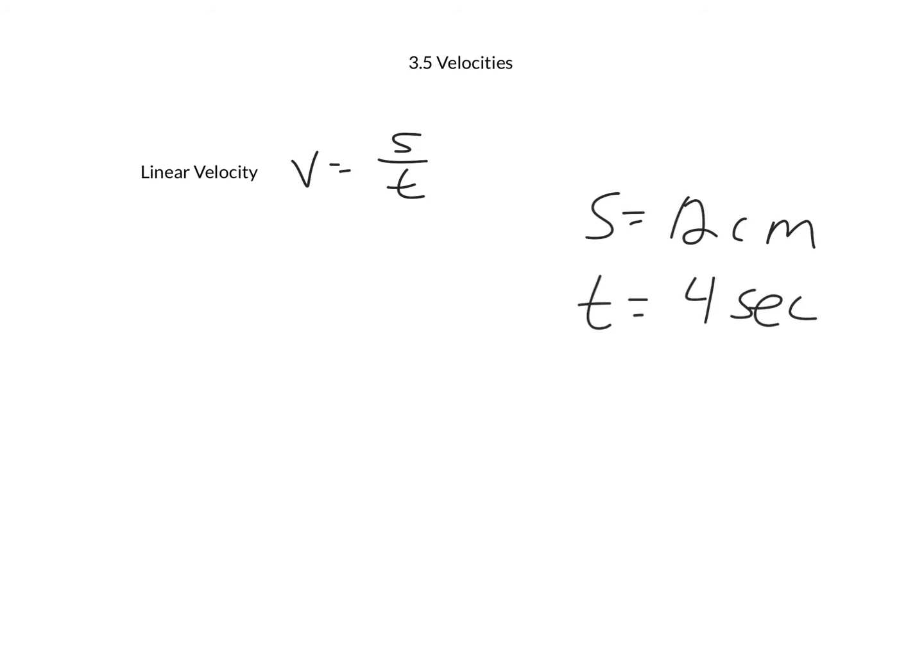Let's say, for example, you traveled 12 centimeters over the course of 4 seconds. What is your linear velocity? It would be simply 12 cm over 4 seconds. 12 divided by 4 is 3, so 3 centimeters a second would be how you would write that.